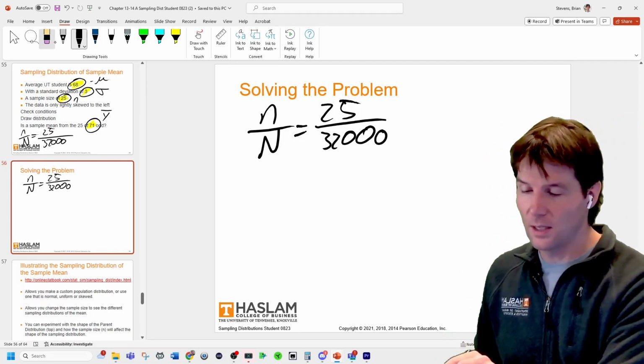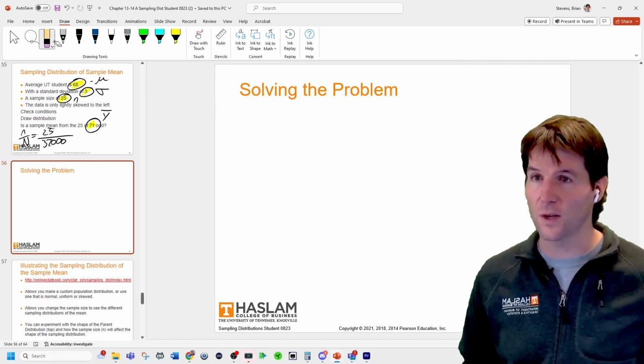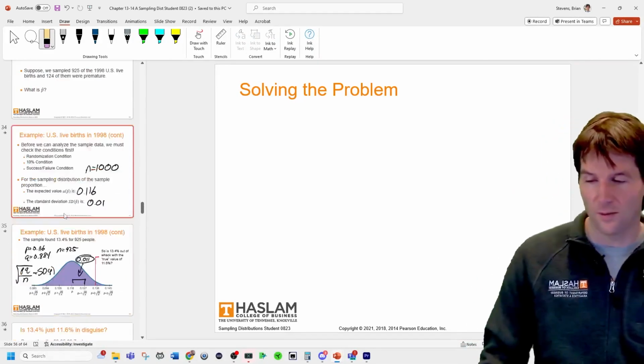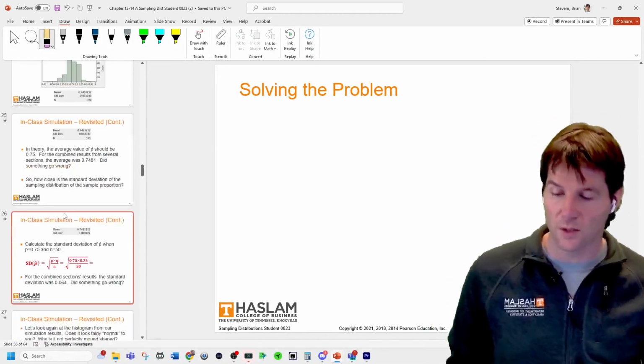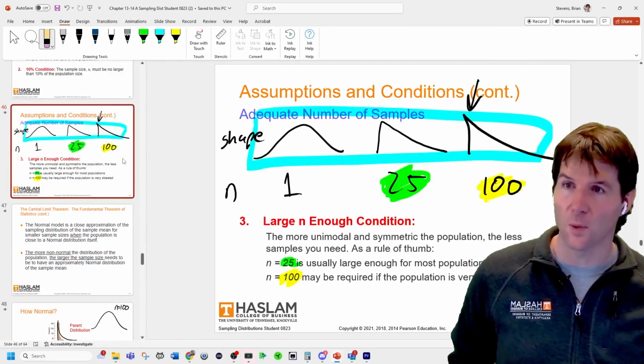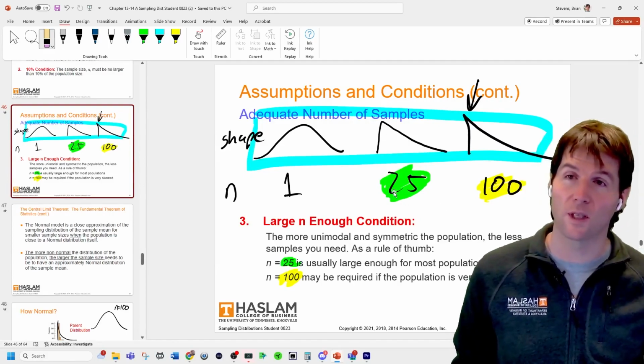Next, is our sample size large enough? It's not the idea of success-failure because we're dealing with quantitative data. We took a sample size of 25, and the distribution was skewed to the right. So with that, we first look at the shape, and we say, well, it's skewed to the right. A sample size of 25 is actually the requirement, so our sample size is large enough.